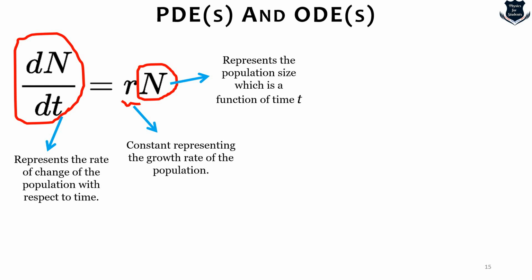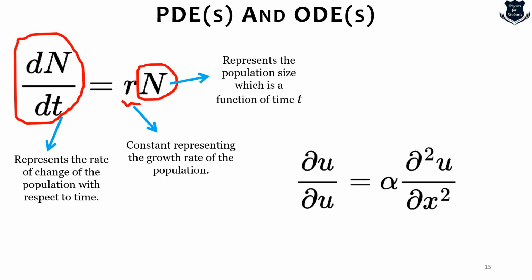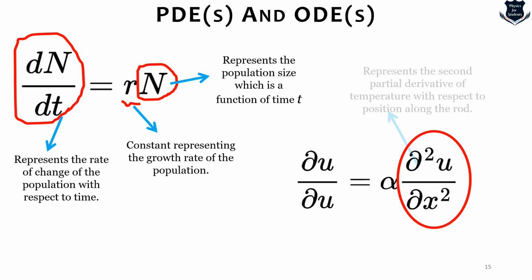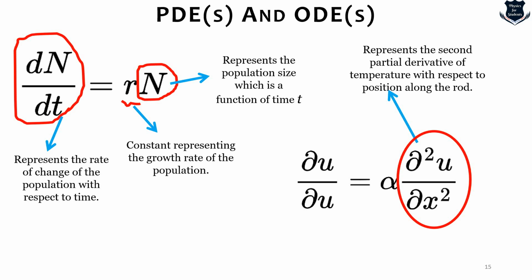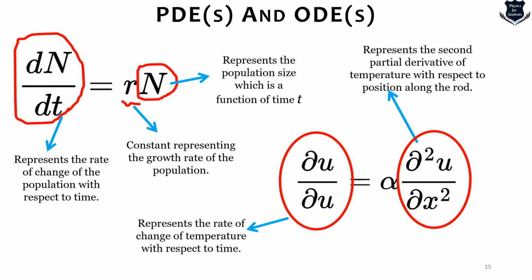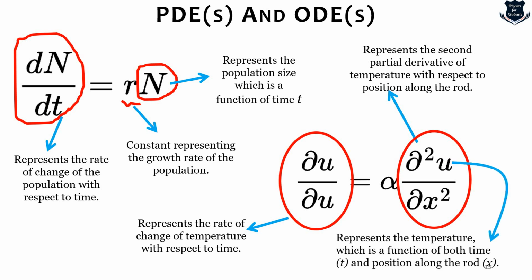Now let us consider a simple partial differential equation that describes the heat along a one-dimensional rod over time. Here you see del squared u by del x squared. This represents the second partial derivative of temperature with respect to position. This del u by del t represents the rate of change of temperature with respect to time, and alpha, as we know, is a constant. So u represents the temperature, which is a function of both time t and the position of the rod, that is x. These two equations on the screen show a clear distinction between ODEs and PDEs. Here there is one variable, but there are two variables, both time and the position, that is x.